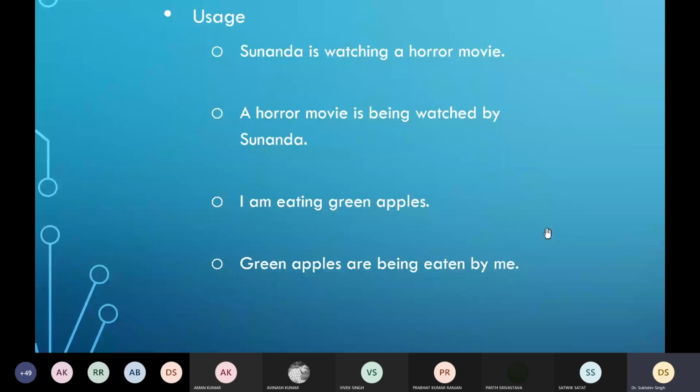So in this, the rule remains the same, everything remains the same. What you need to focus on for the moment is this me. When you convert the pronoun of an active voice into the passive voice, then it is changed accordingly. I will change into me when you convert it into passive voice.